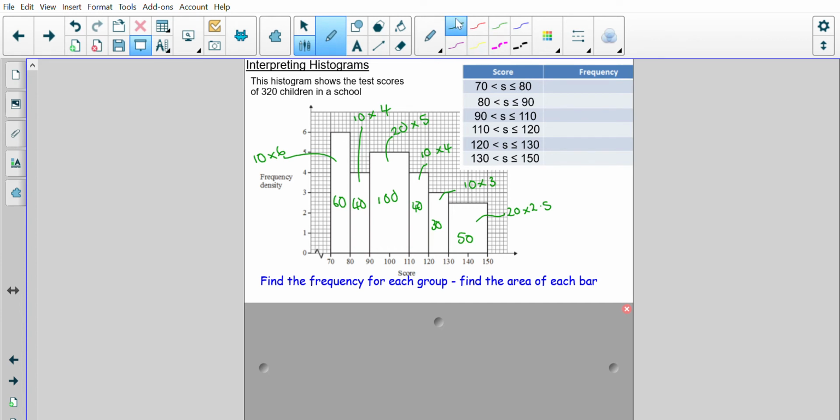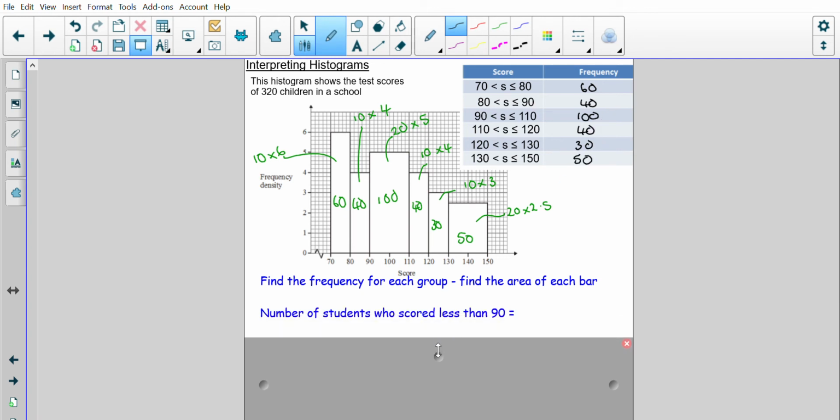What we can now do is fill our frequency table in with the frequencies we've calculated. And then we can use these frequencies to answer questions. Number of students scoring less than 90. Well, I've got 60 for 70 to 80 and 40 for 80 to 90. So that gives me 100 students.